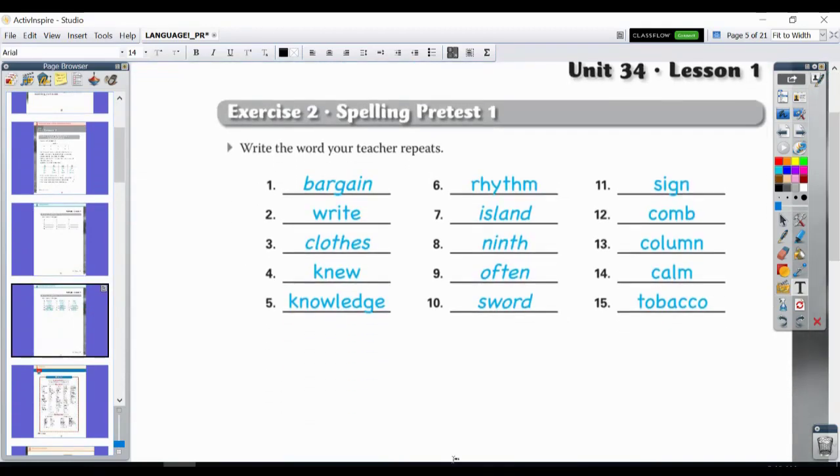So number 1, bargain. That's an essential word, and it does not fit into any sound spelling pattern. So that's one you have to memorize. Number 2, write, W-R-I-T-E. Number 3, clothes, C-L-O-T-H-E-S. That's another essential word. Number 4, new, K-N-E-W. Number 5, knowledge.